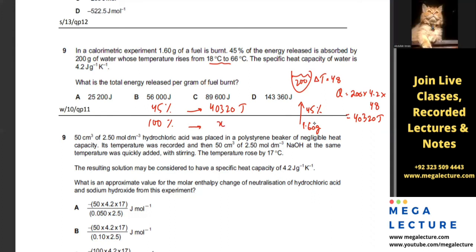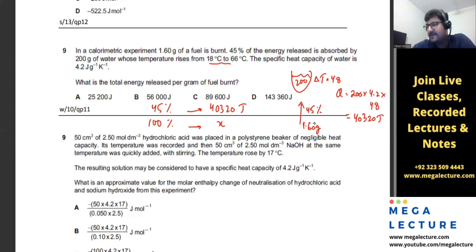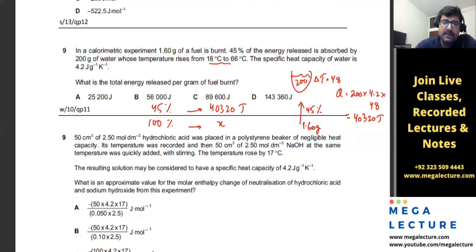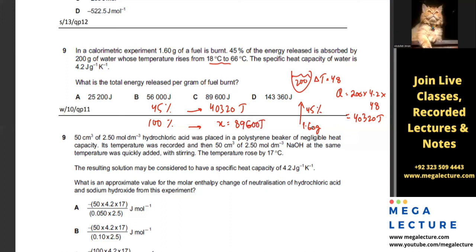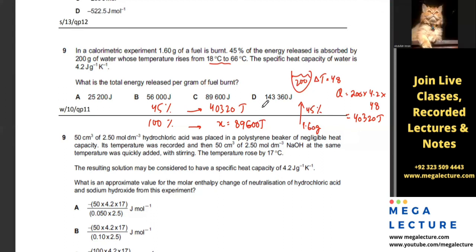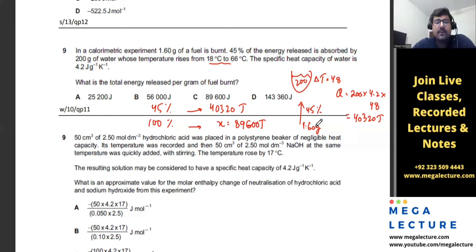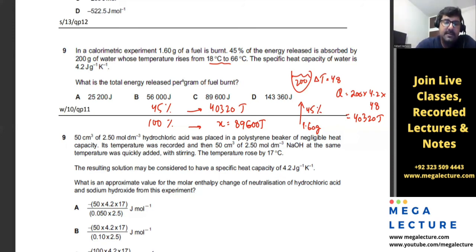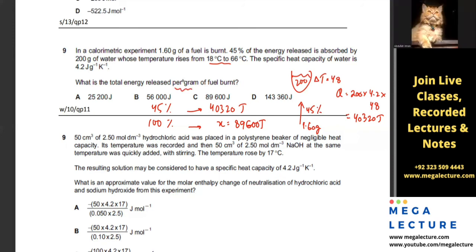So use ratios and figure out what would have been the 100% energy released by the fuel. What is it? Option C, because that would give you 89,600, right? Yes. But then you missed one thing, which is that this amount of energy is released by what amount of fuel? 1.6 grams, right? He's not asking for 1.6 grams. He's asking for per gram.